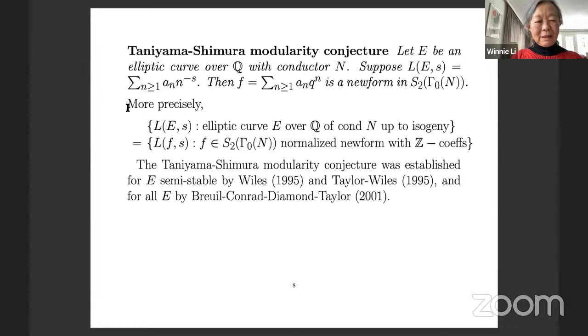And as we have heard several times, this Taniyama-Shimura modularity conjecture was established for semistable curves by Wiles and Taylor-Wiles, and in general by Breuil, Conrad, Diamond, and Taylor. So this Weil converse theorem gives very strong theoretical evidence on why elliptic curves over Q should come from modular forms of weight 2.